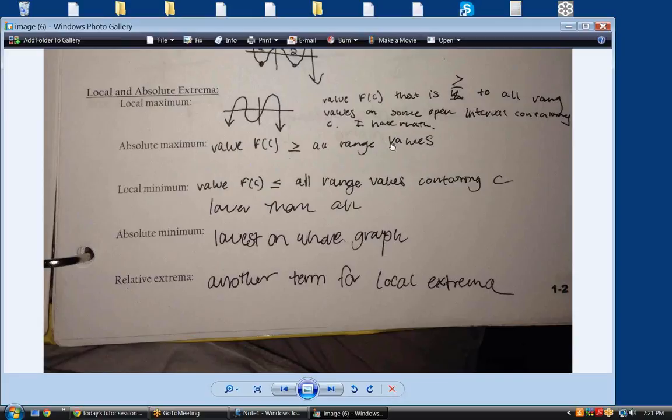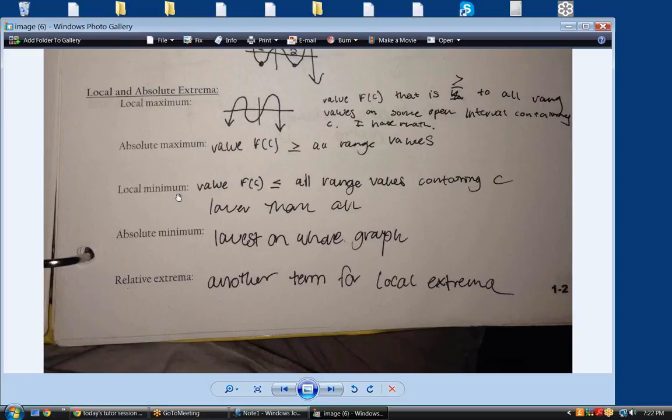What does this say, as range? All range values. The value of that number is greater than all the other values, so it would be the maximum. For an absolute maximum, yes, that's exactly right. The value of the absolute maximum is greater than or equal to all other range values.